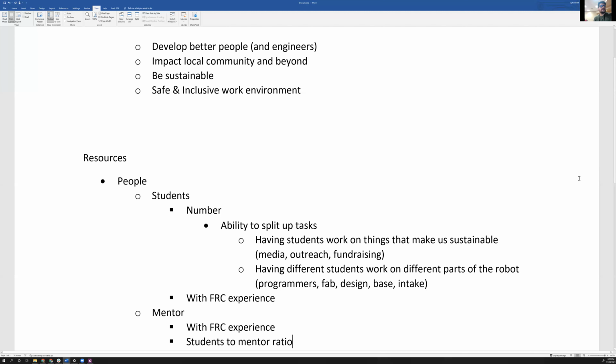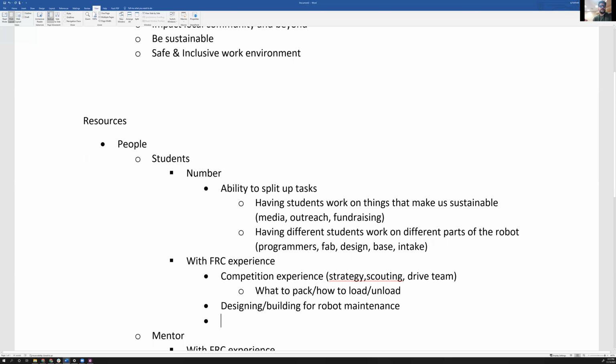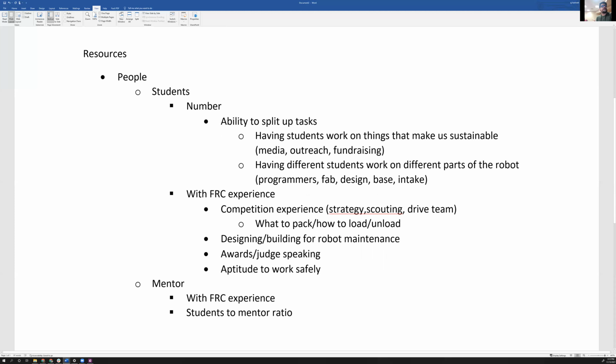And so also when we come down to FRC experience, I'm just going to add in a couple of things here, because this is a world of different things, right? Like competition experience, strategy, scouting, drive team, etc. And actually, I should break this up this way and say like, what to pack, how to load, unload, etc. And then we can also say designing and building, building for robot maintenance, and awards, judge speaking, aptitude to work safely. So there's a lot of things with experience to keep in mind there. Anything anyone thinks I'm missing in here that I should add? Okay. What other kind of resources do we have after people?